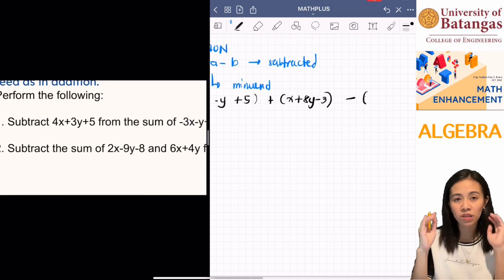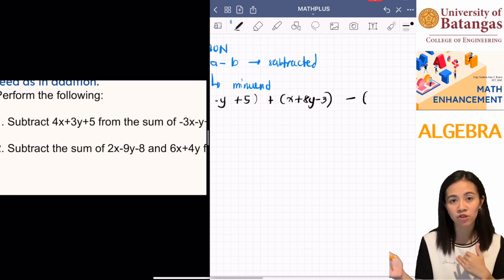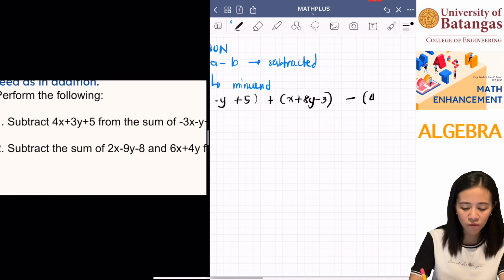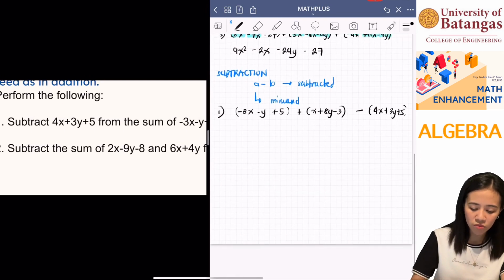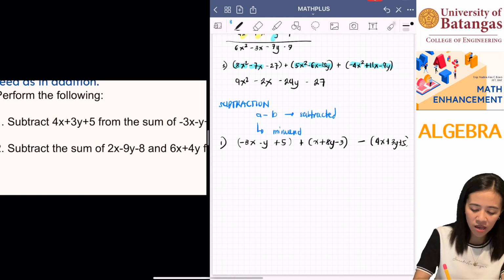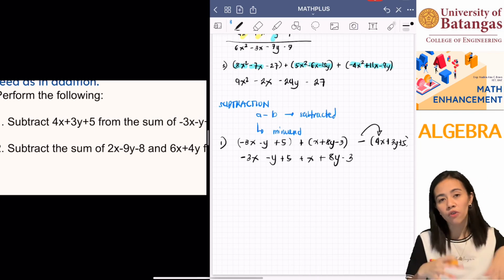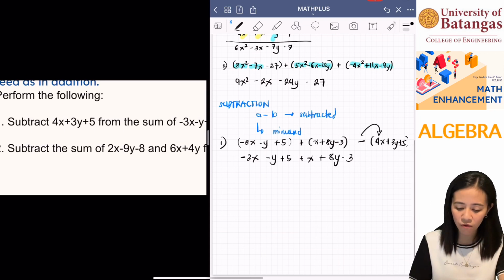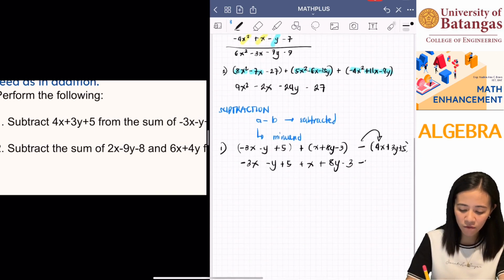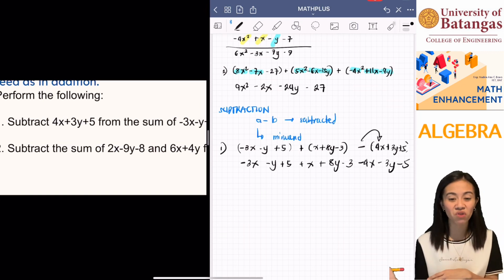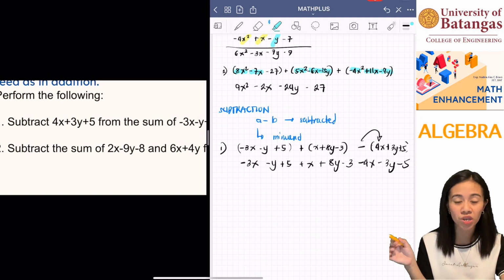So, I'll group that into a parenthesis, so I do not forget that I will change its sign. Minus 4x plus 3y plus 5. So, pwedeng diretso na to. Or if you want, you can write that as negative 3x minus y plus 5 plus x plus 8y minus 3, and then you distribute the negative signs of the following terms. So, magiging negative 4x na yon, di ba? You'll get negative 4x, and then negative 3y, and then negative 5, and then proceed as in addition, yung ginagawa natin kanina. So, you just look for the similar terms.